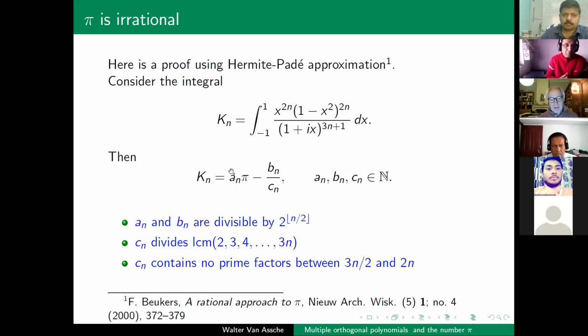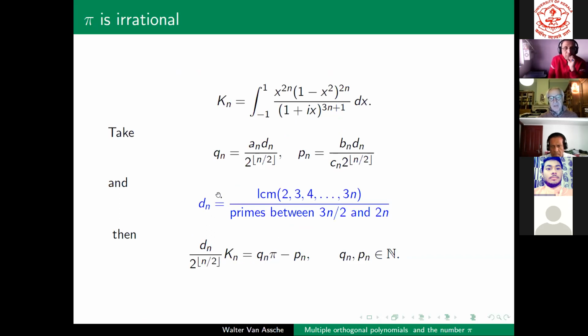So you can figure out that the a_n and the b_n, they are both divisible by this power of 2. One can also figure out that the c_n is a divisor of the least common multiple of all the integers from 2 to 3n. And the 3n comes from this denominator 3n. And you can also figure out, and this is a lot harder, that c_n contains no prime factors between 3n over 2 and 2n. This is important because then you can multiply this k_n by a number which I will call d_n, which is the least common multiple of these numbers from 2 to 3n, in which you take away all the primes between 3n over 2 and 2n.